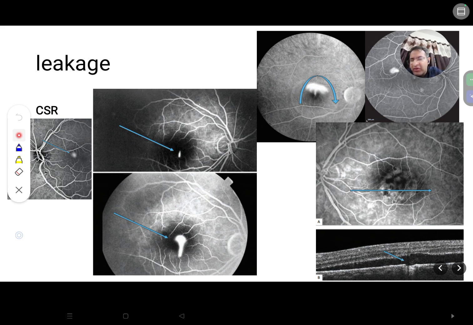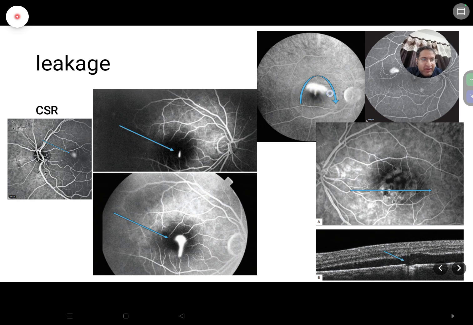So next thing of hyperfluorescence is leakage. Leakage example is CSR. In CSR, in the AV phase, we see a point-like thing which is leaking, and with the more phases, this will increase in intensity and the size. What we typically call as ink blot sign. The next example is this. This is also an ink blot sign, in which the leakage is increasing with time, with the various phases of angiography.